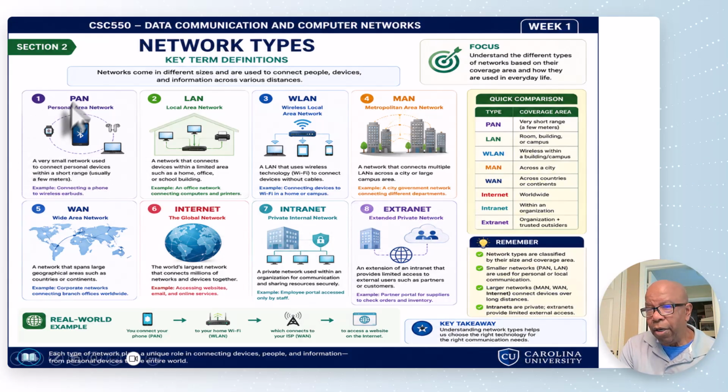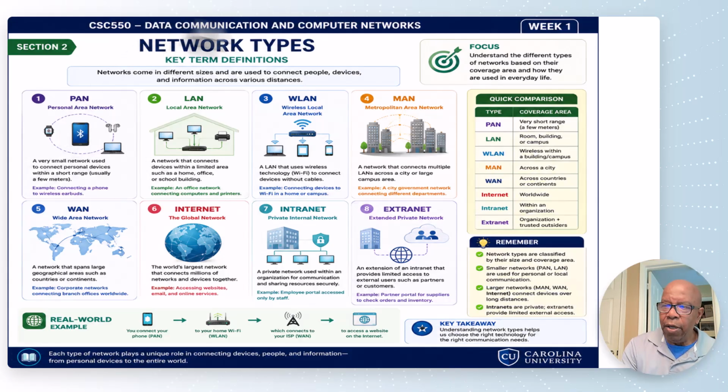Okay. So here, personal area network. Here we're looking at stuff like your AirPods. Your AirPods are connected to your phone. Or if you're into Apple, you might have an Apple Watch that's connected to your iPhone. Those are PANs. Those are personal networks.